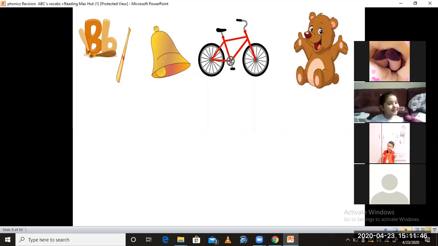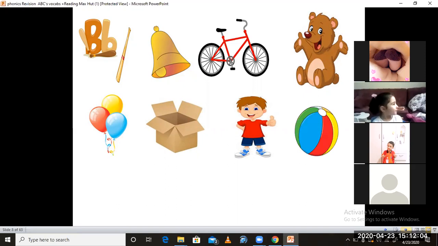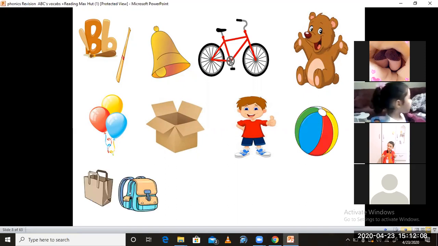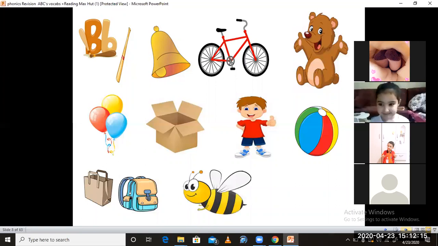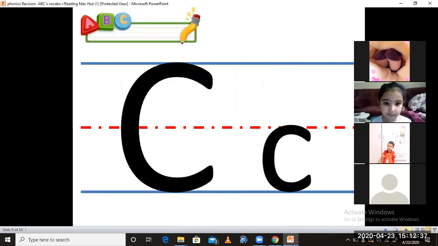This what? Bear. Very good. And this what? This what? Bus. Very good. All these pictures start from which letter? B. Very good. Super. What next? Which letter comes next?